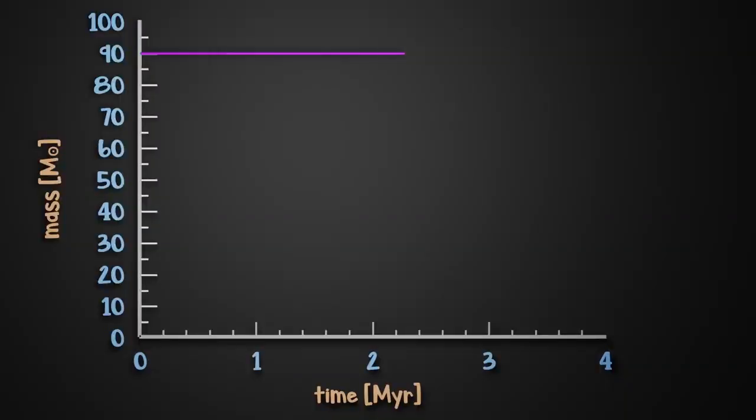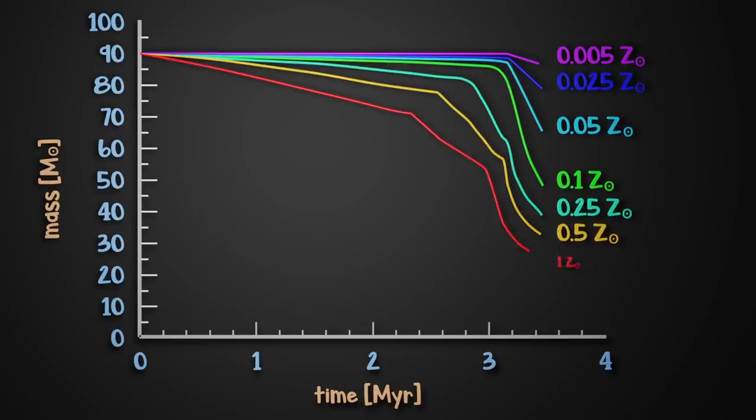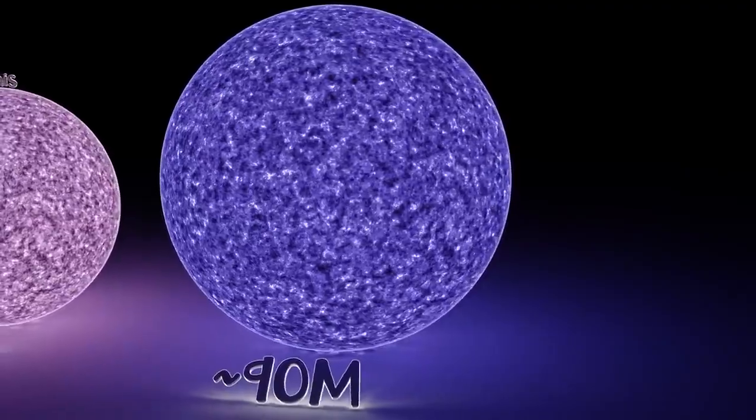Here we can see how much mass a 90 solar mass star will lose in its lifetime depending on its metallicity. Thus, a larger metallicity will actually cause a star to lose more mass during its lifetime, particularly in the final stages. This makes it less likely to form a black hole when its life cycle ends.